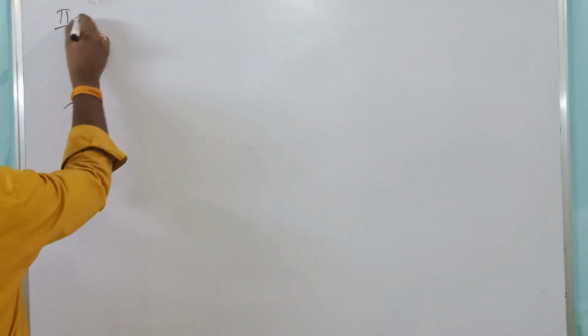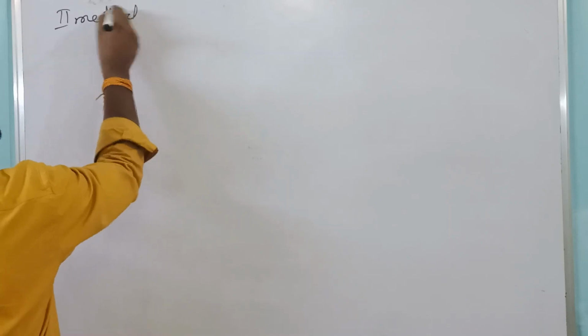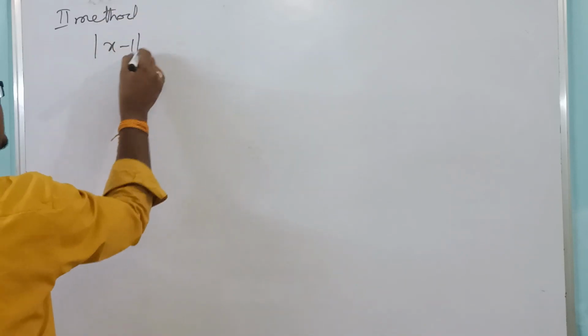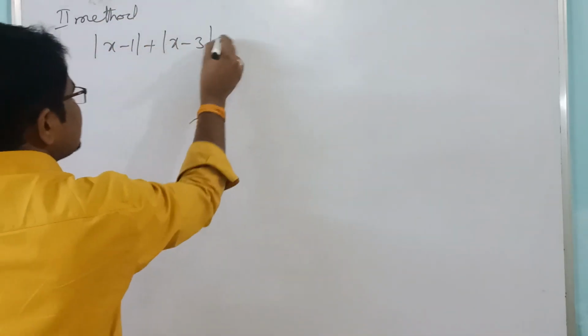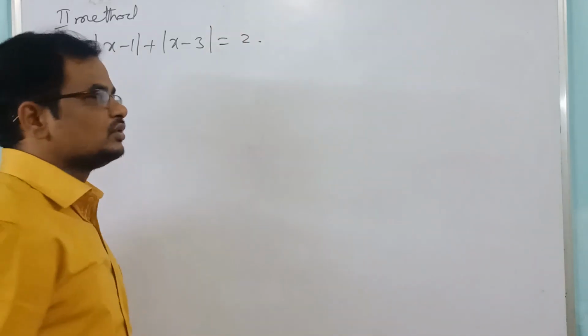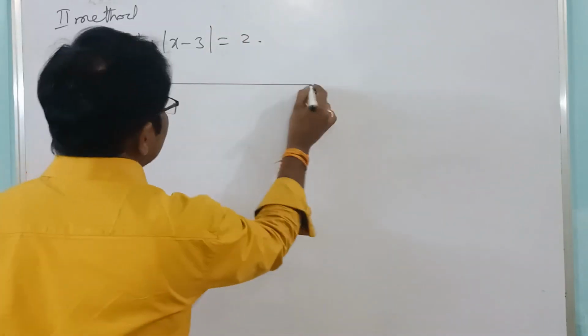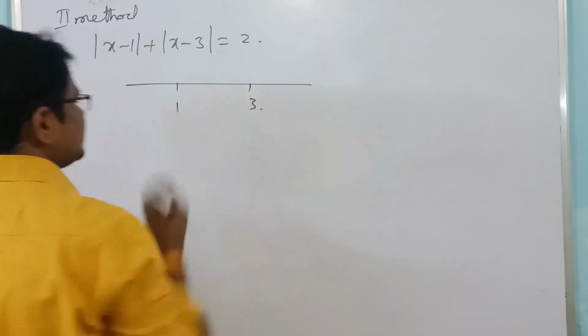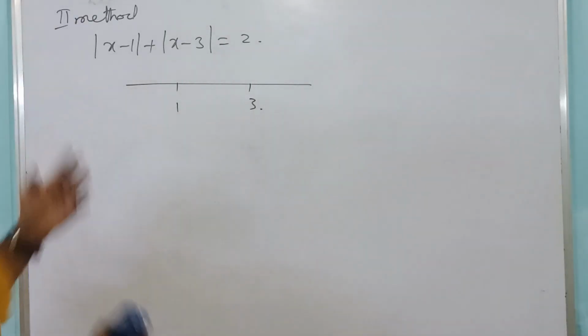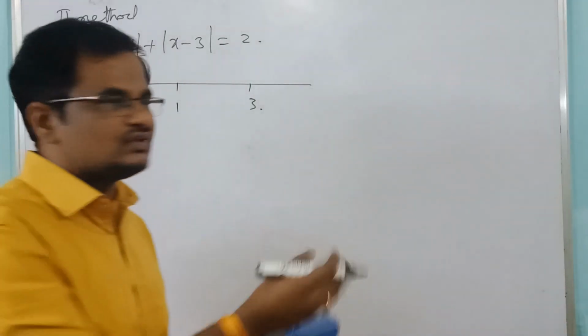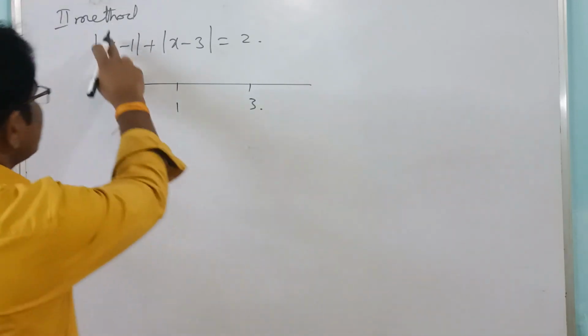Second method: |x − 1| + |x − 3| = 2, given. Take the roots here: 1 and 3 are the critical points. Here there are 3 cases. By the 3 cases we will solve this problem in the second method.